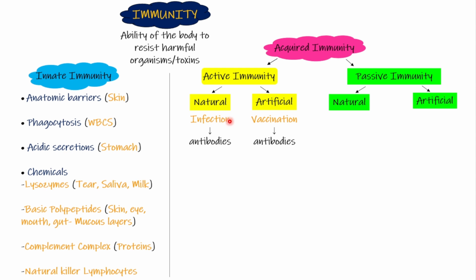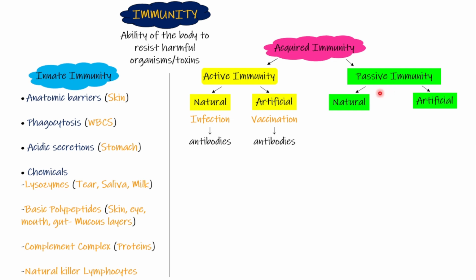So in the infection and the vaccination, the body is actively producing the antibodies. So these both are the types of active immunity. But one is the natural form and the other one is the artificial form. Then we have the passive immunity. So passive immunity, again, the natural and the artificial types.